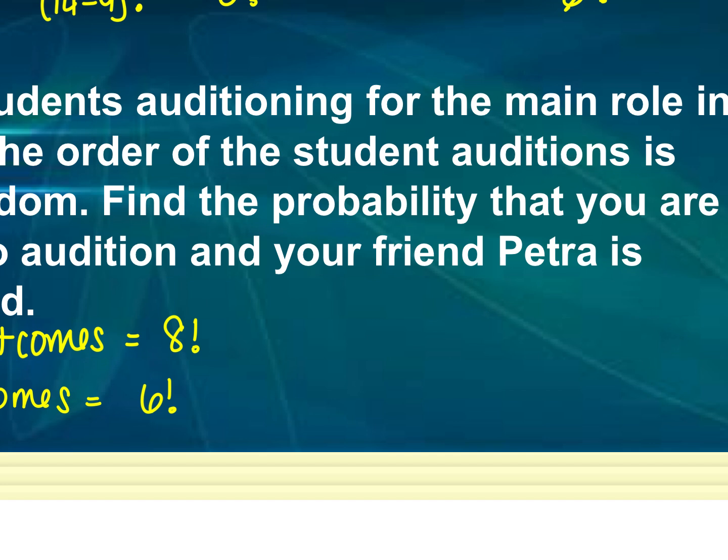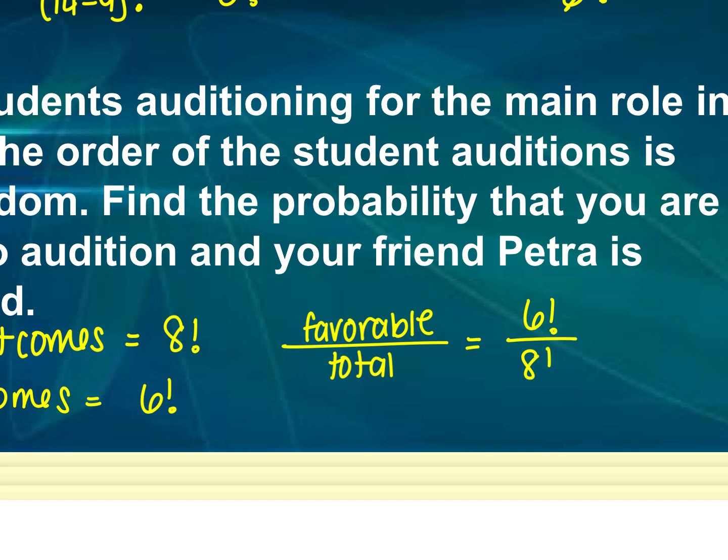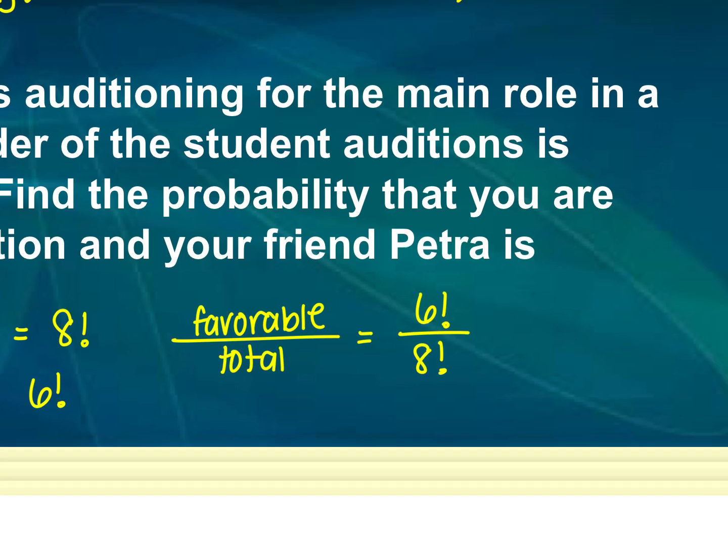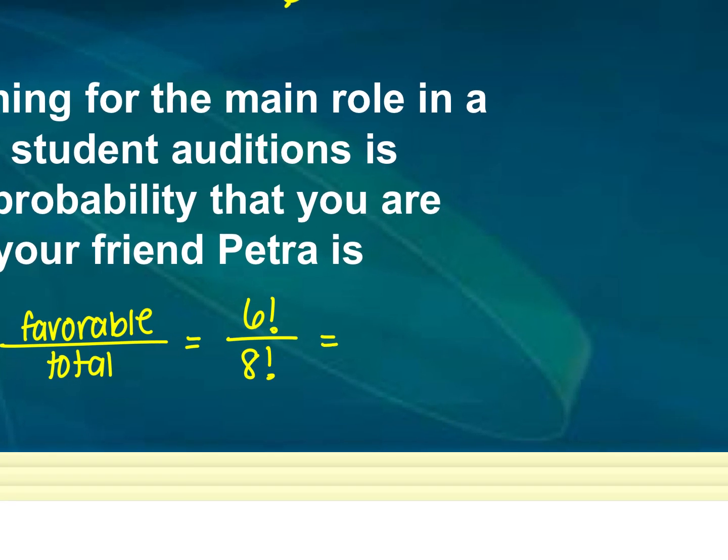Keep in mind they're asking for probability. It's going to be some sort of fraction. So when you are writing probability, it is favorable over your total. So I'm going to have 6 factorial over 8 factorial. This one, you could plug that into your calculator. Please use parentheses. Or you can just write it out.